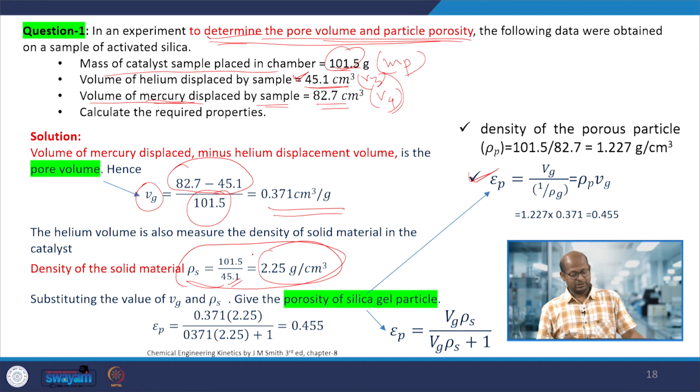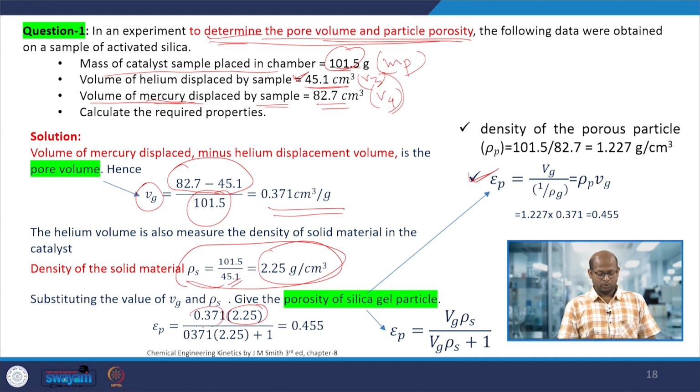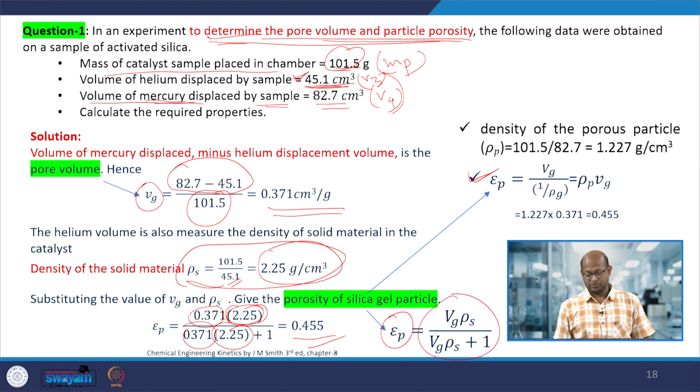So the density of the materials we can find out if we know the density and Vg, the pore volume, or void volume, per gram of the sample. Pore volume multiplied by the solid density and divided by this, and we can get the porosity. So by using this data, the volume of helium displaced by the material, we can calculate porosity using this equation.